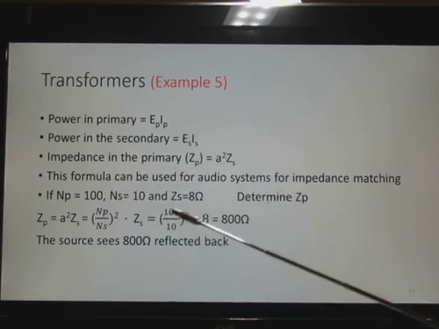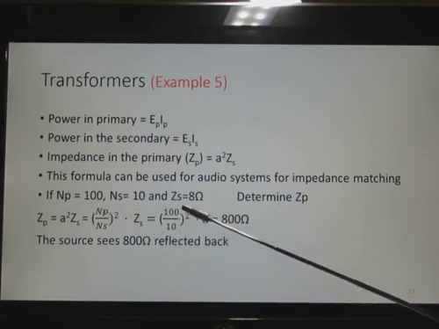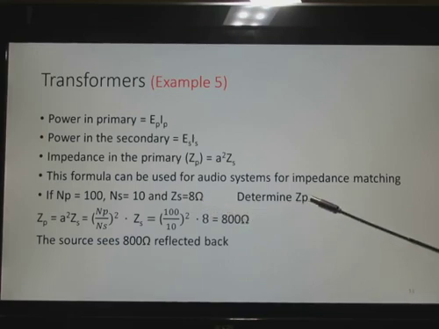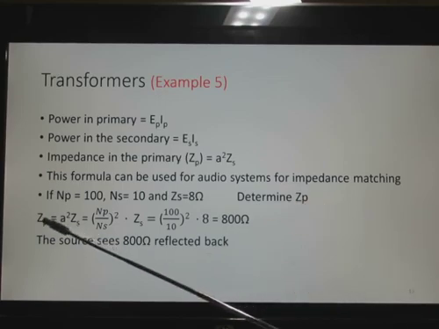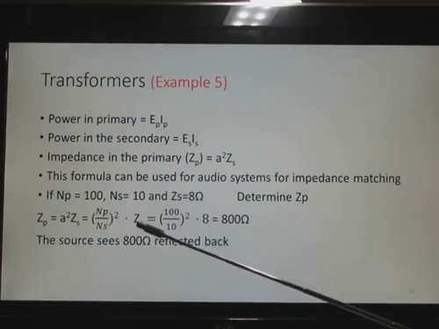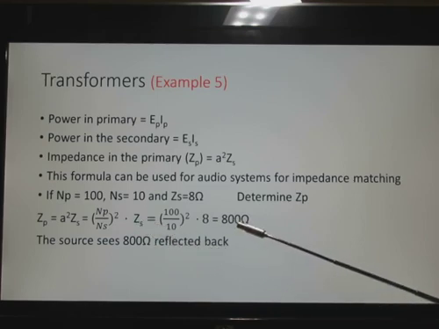So we're given a number of turns: primary 100, secondary 10, and the secondary resistance or impedance is 8 ohms. And we want to find the impedance on the primary side. We can use this relationship here, and we'll square the turns ratio times the secondary impedance, and we get 800. That's the reflected impedance going back.